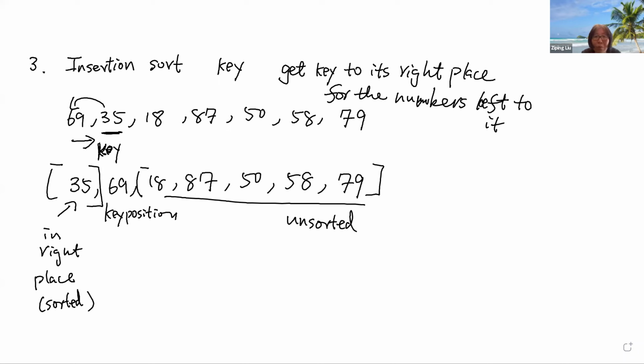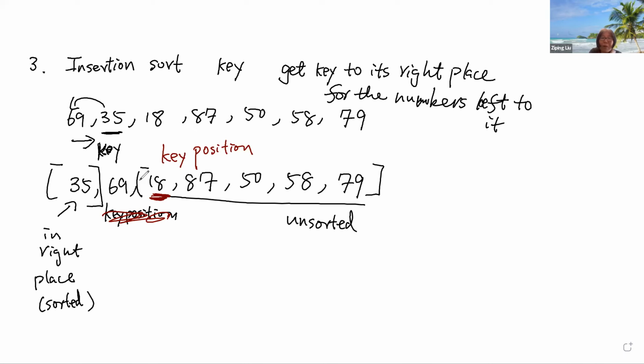I'm going to use a different color. In the next phase, we have a new key position. This is 18. For 18, you need to get it to the right location relative to all the numbers in its left sublist.